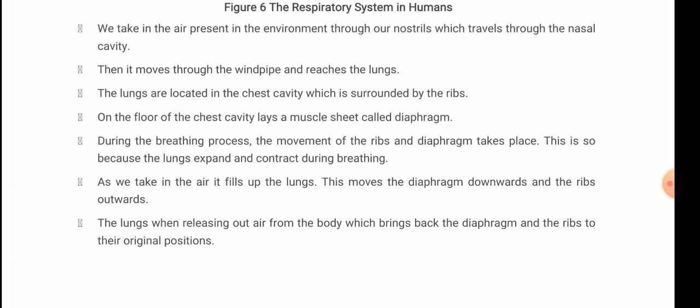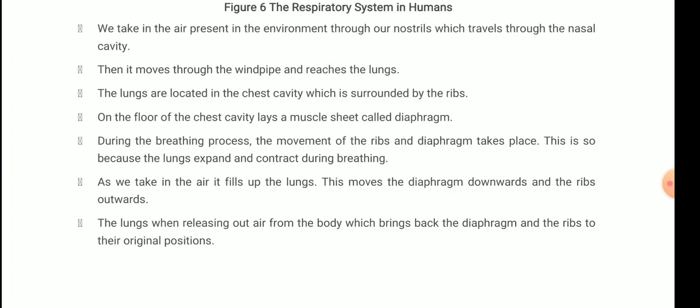When the lungs release air out of the body, the diaphragm and the ribs are brought back to their original position. Means the diaphragm again moves upwards and the ribs inwards, because as the air exhales, the volume also needs to decrease. So that's why this movement is very important. I told you at the start that this movement of the diaphragm and the ribs is very important in the cases of inhalation and exhalation. Clear, students?